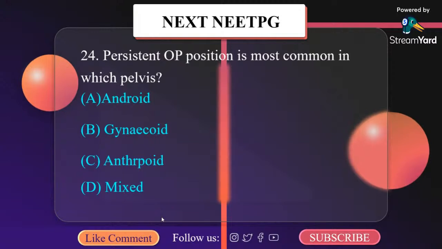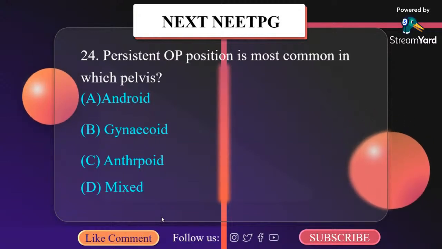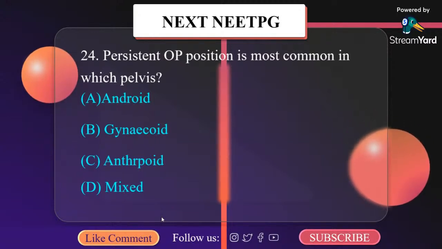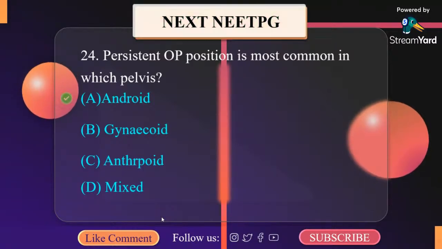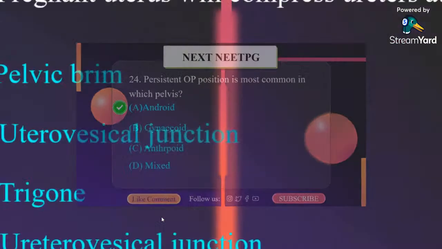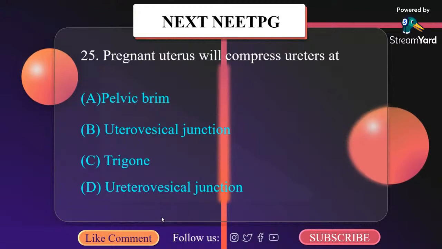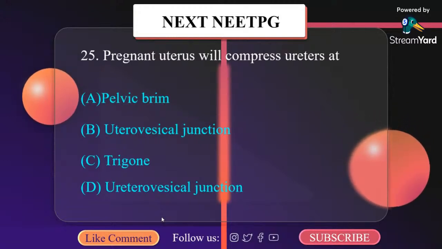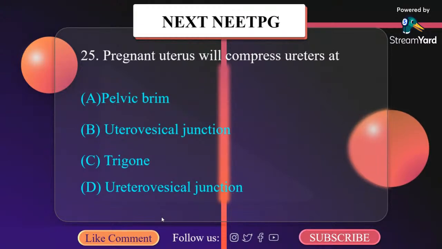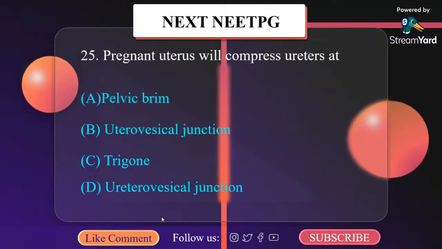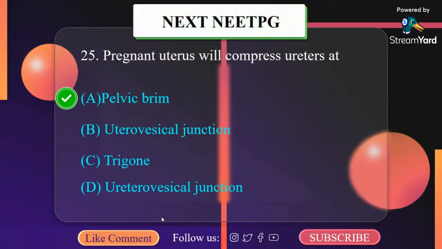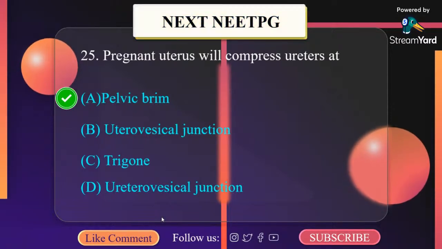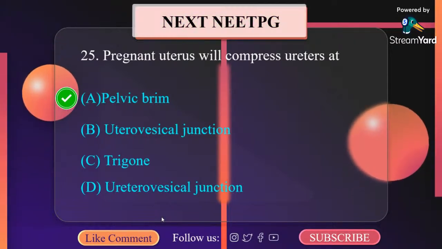Persistent occipito-posterior position is most common in which pelvis? A. Android, B. Gynecoid, C. Anthropoid, D. Mixed. It is android. Pregnant uterus will compress ureters at A. Pelvic brim, B. Ureterovesical junction, C. Trigone, D. Ureterovesical junction. It is pelvic brim. Pregnant uterus will compress the ureters at pelvic brim.